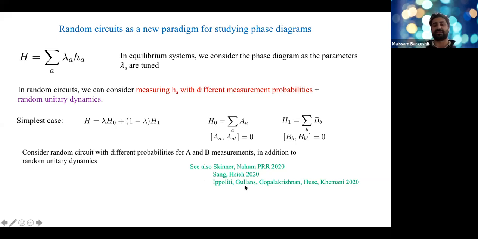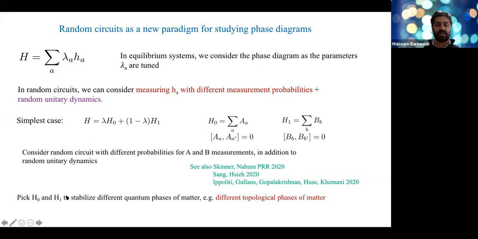So I should mention that basically right after we posted our paper, there were two other papers that appeared by these two groups, which consider a similar problem. And there was an earlier paper by Skinner and Nahum, which does something similar, although for Majorana zero modes, but without adding any random unitary dynamics.